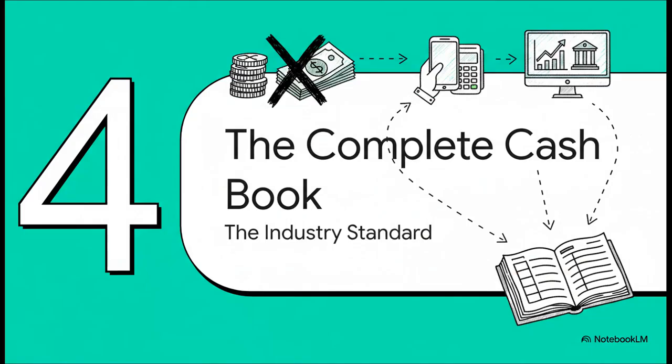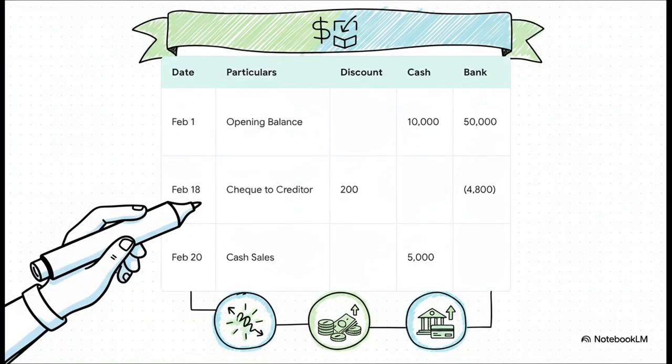Okay, so we've handled cash and we've handled discounts. But let's be real. In today's world, most money flows through a bank account, right? And that takes us to the complete cash book, the version you are absolutely going to see out in the real world. And here it is, the triple column cash book. This is the whole shebang. With just one entry, you can now record a transaction that involves a discount, physical cash, or the bank. So paying a supplier with a check, that goes in the bank column. Making a cash sale, that goes in the cash column. This thing really does become your true financial command center.